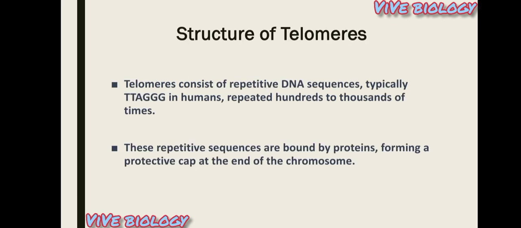At their core, telomeres are composed of repetitive DNA sequences, often represented as TTAGGG in humans. These sequences are repeated hundreds to thousands of times and are accompanied by a protective protein cap, forming a distinctive structure at the tip of each chromosome. So they are protected by binding proteins, and they have repetitive DNA sequences at the chromosome ends.